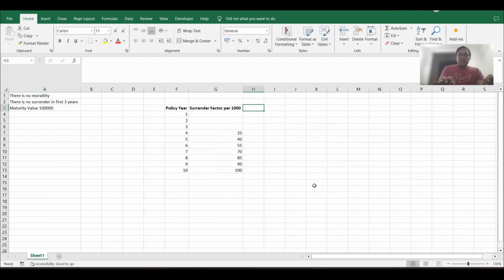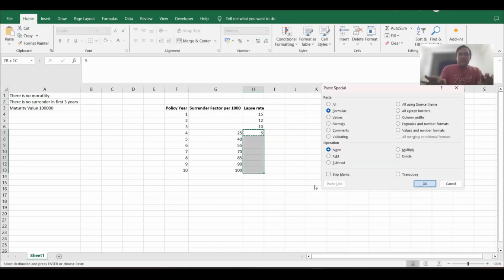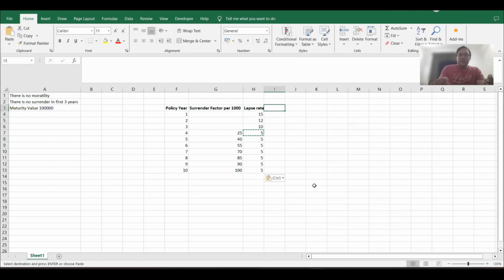Now the most important thing, lapse rate, right? Obviously we are not allowing any surrender in the first years, but that does not mean the policy will not lapse. So let us consider the first year the lapse rate is 15%, then it is 8%, then 12%, then 10%, then 5%, and it stays 5% for the remainder of the years. As I expected, the mortality rate would be 0, right? So mortality rate will be 0.